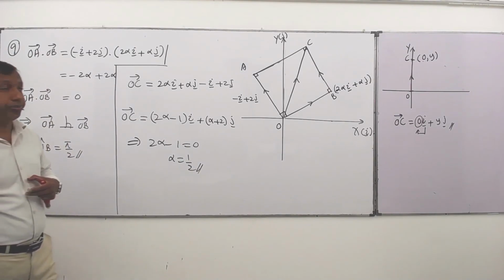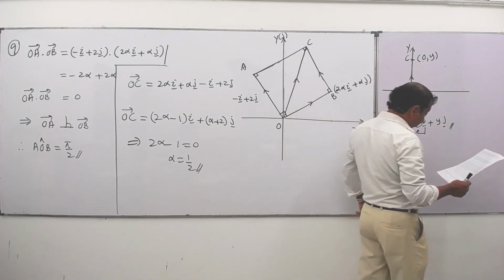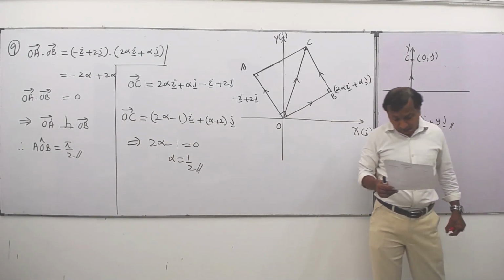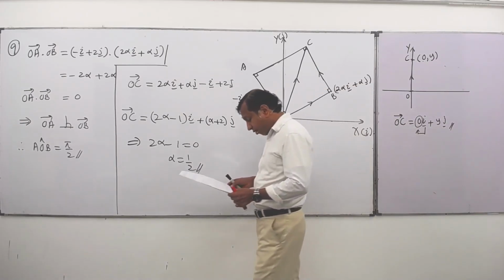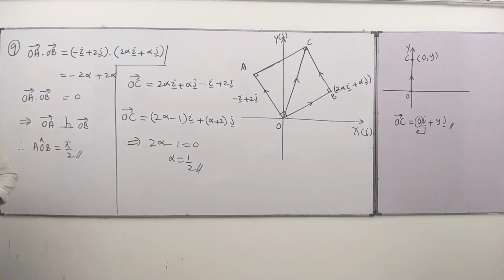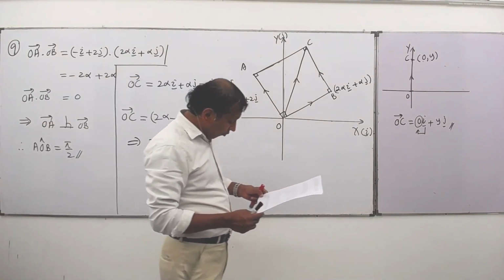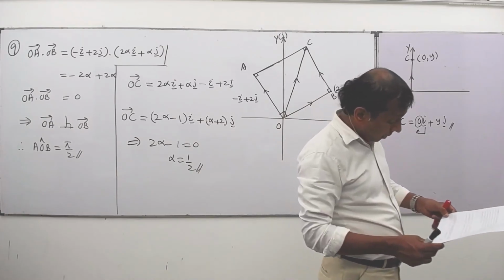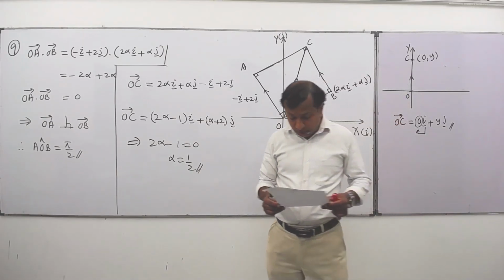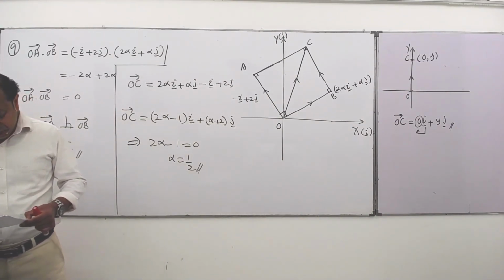Question number 10. A uniform rod AB of length 2a and weight capital W is suspended from fixed point O by two light inextensible strings OA and OB, and is in equilibrium as shown in the figure. G is the midpoint of AB. It is given that angle AOB is pi by 2, angle OAB is alpha. Show that angle AOG is alpha and find the tensions in the strings. Right.